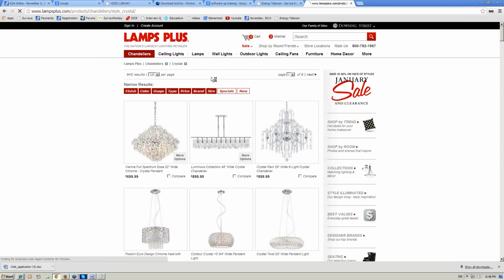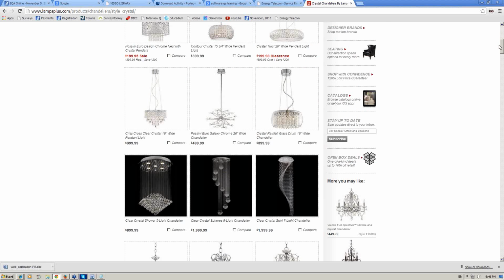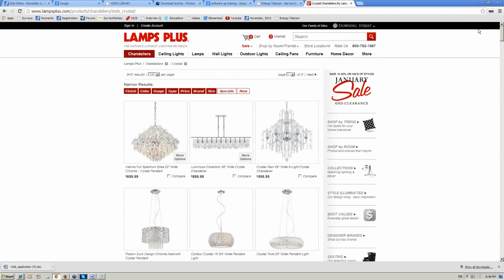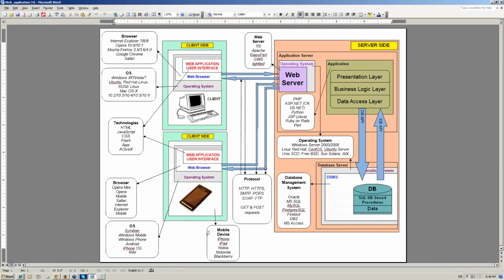1, 2, refresh. 1, 2, 3, 4. Okay, it's not 2 seconds anymore. It's 4 seconds, or let's say 4 counts instead of 2 counts. Okay, good. So, coming back to that picture.